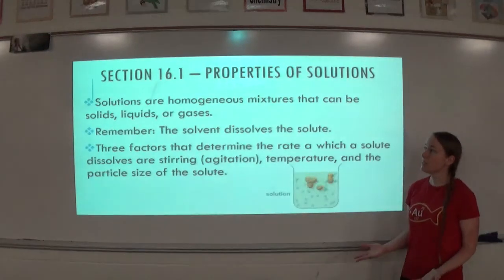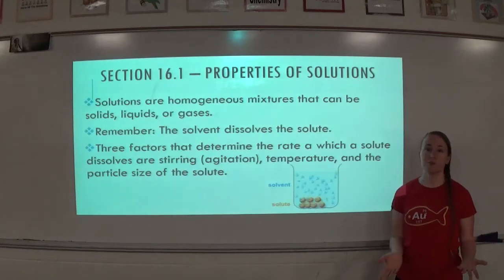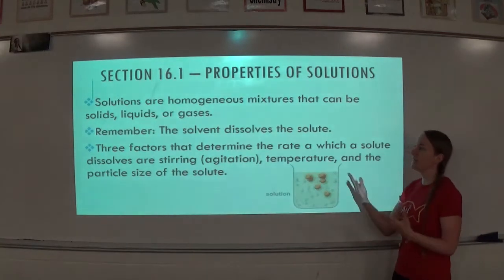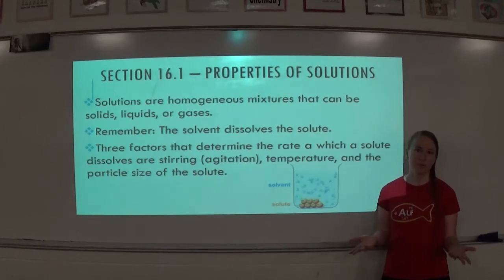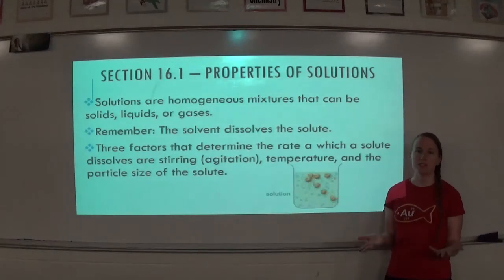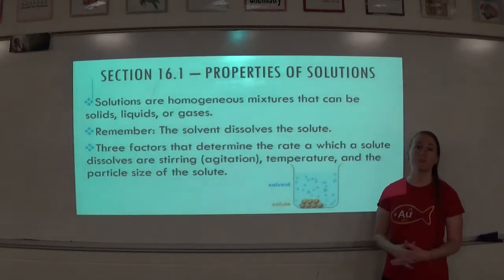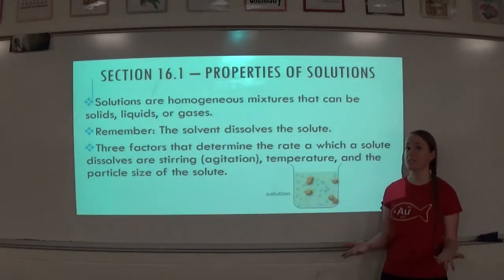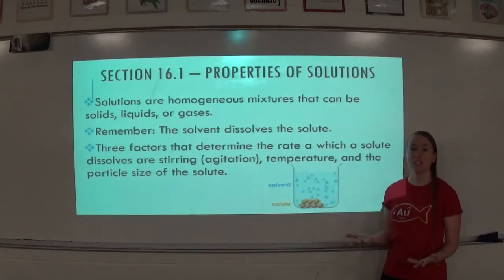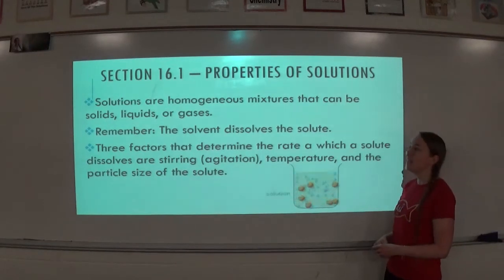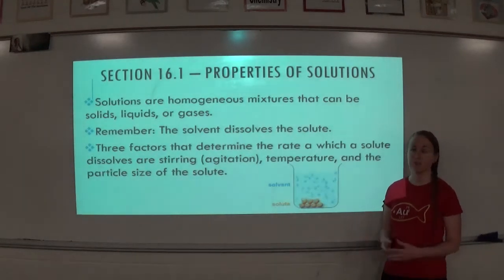So, properties of solutions. Solutions are homogeneous mixtures that can be solids, liquids, or gases. An example of a solid solution would be sterling silver. That's a mixture of metals, but it looks the same throughout. A liquid solution, those are the ones you'll be most familiar with. For example, Windex. Again, it looks the same throughout, but it's made of some solids dissolved in liquids. And gases can be homogeneous mixtures too, like the air we breathe is a mixture of different gases.